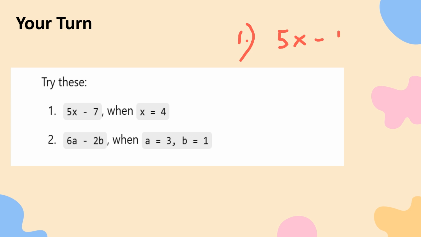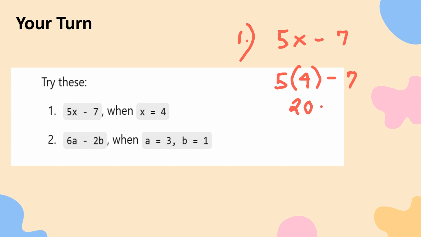5x minus 7. That is our algebraic expression, 5x minus 7. So all we have to do is replace x. What is the assigned value for x? It's 4. There you go. So we plug in 4, or we just substitute 4. So what is now 5 times 4? That would be 20.